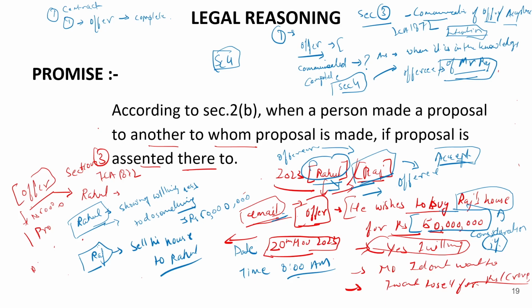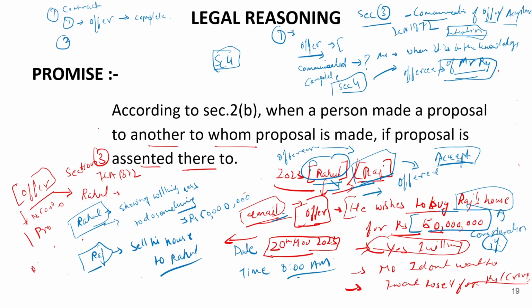If we say that Raj wants to sell his house, what will he do? He has two options. If he has the contact details of Rahul, he will communicate via telephone that yes, I am willing to sell my house to you for 50 lakh rupees. We can come and negotiate over the terms and conditions, and I will transfer the property.